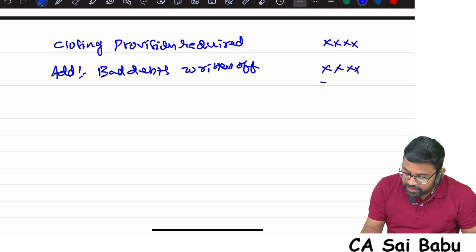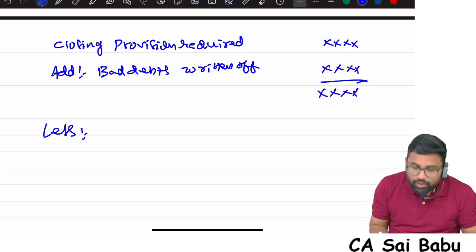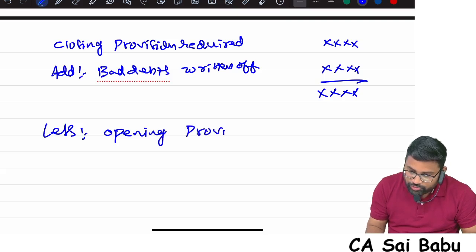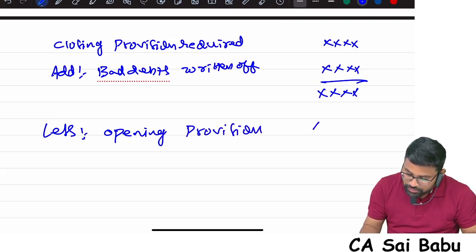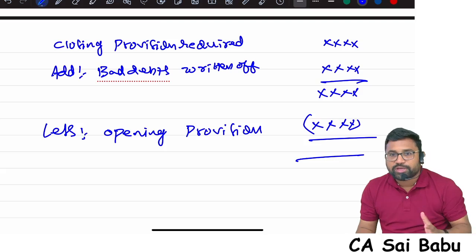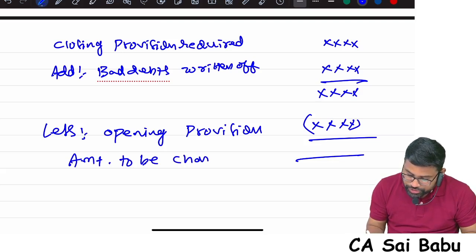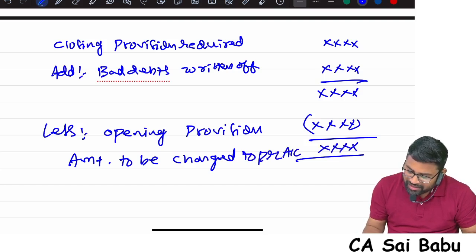Then automatically you will get one amount, right? From this you need to reduce what? Opening provision. Correct? Then automatically you will get the provision required to be created, which is nothing but the amount to be charged to P&L account. Correct? I will show you.